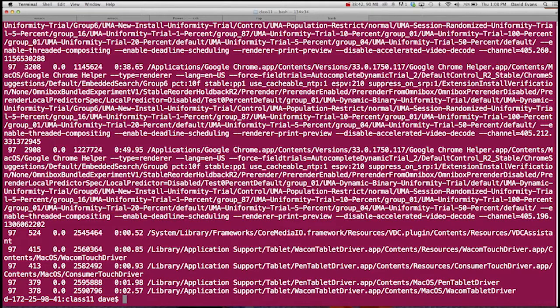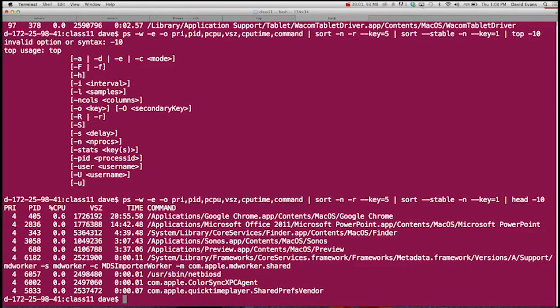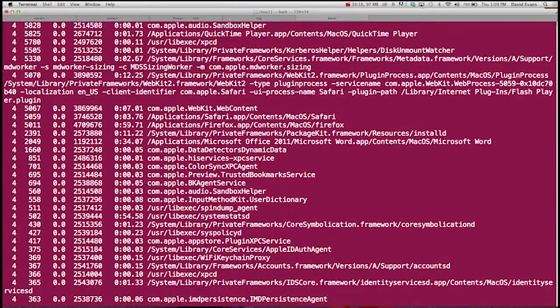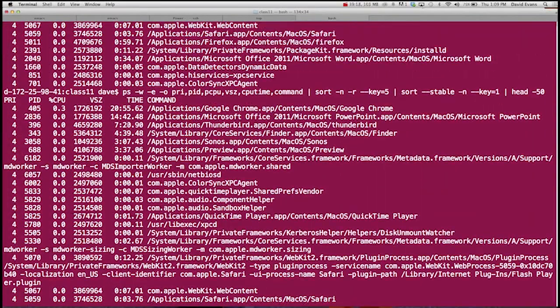So you can see the bottom ones have priority numbers 97. So that's the lowest priority that's being used. We'll look at the top ones that are running with priority 4. Let me get a little more so I can see. I have lots running with equal priority 4, right? So there's nothing that distinguishes the priority of all of these priority 4 processes.